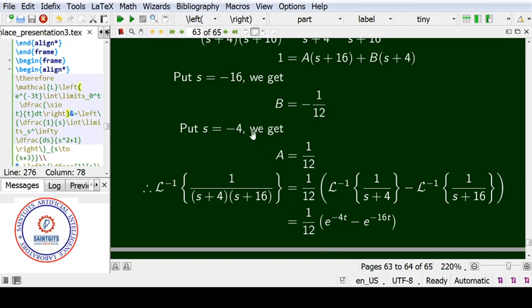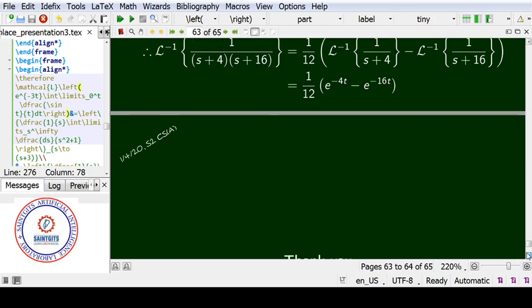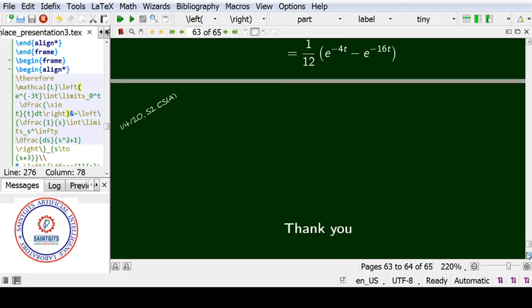One thing we have to keep in mind, the denominator should be factorized first, then write a by one simple fraction plus b by another simple expression in s like that. Then solve for a and b. So that is all about this inverse Laplace transform.